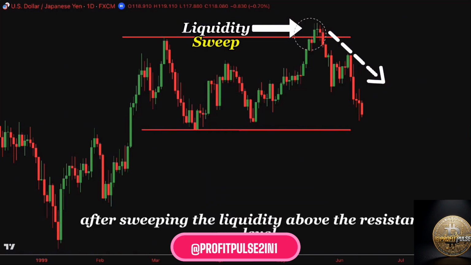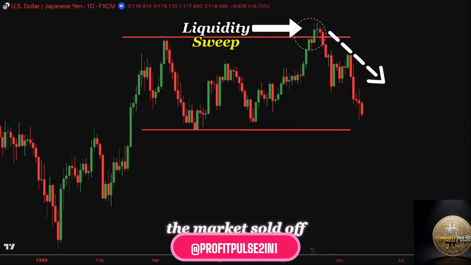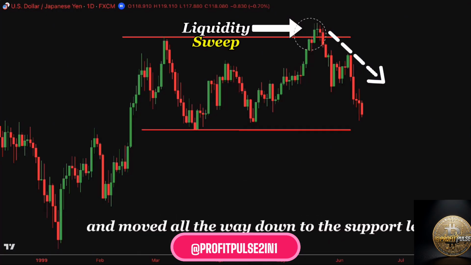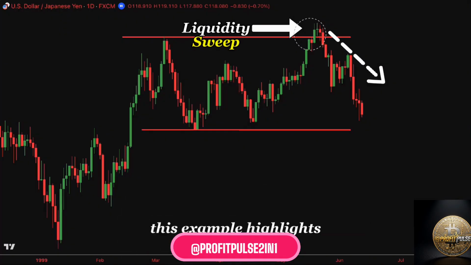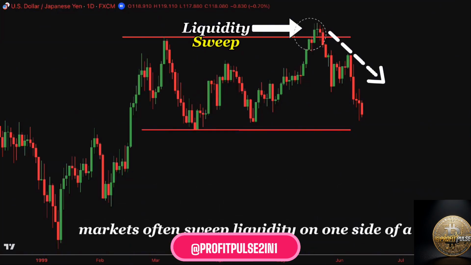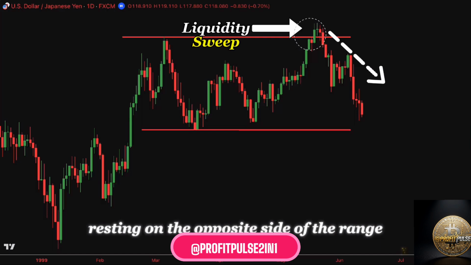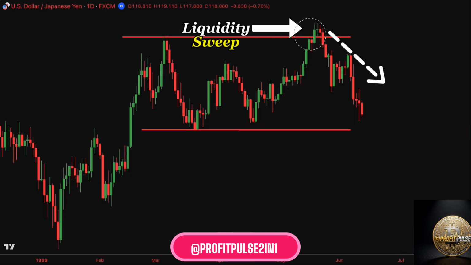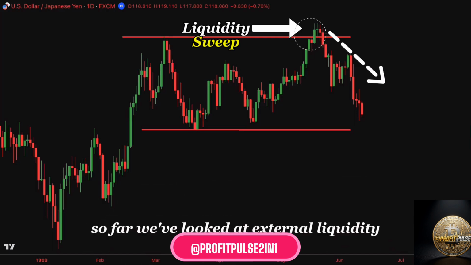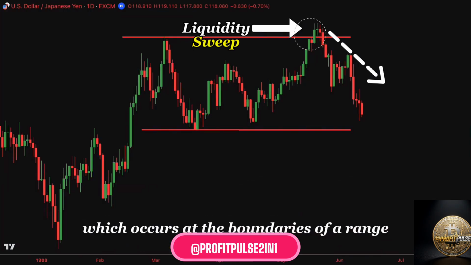After sweeping the liquidity above the resistance level, the market sold off and moved all the way down to the support level. This example highlights another important principle of liquidity. Markets often sweep liquidity on one side of a range before moving toward the liquidity resting on the opposite side of the range. So far, we've looked at external liquidity, which occurs at the boundaries of a range.